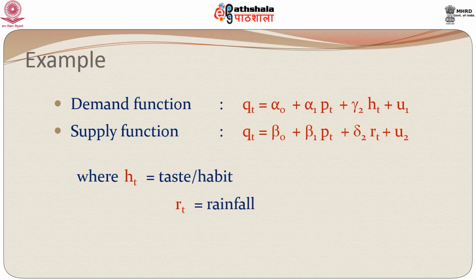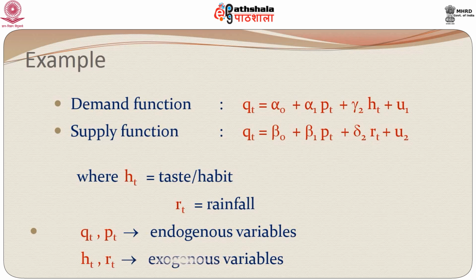Now, in this case, you can very well see that Qt and Pt are endogenous variables. These are system variables which affect the system. Price affects quantity demanded, price affects supply, but then if the demand is high, then the price is going to go up. If the supply is high, then the price is going to go down. So, these are also affected by the system, and hence they are endogenous variables.